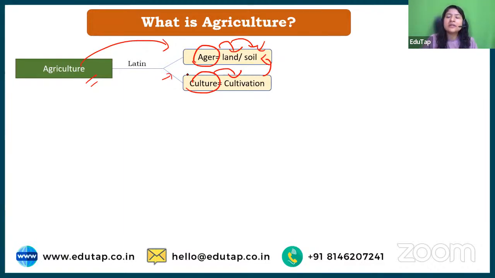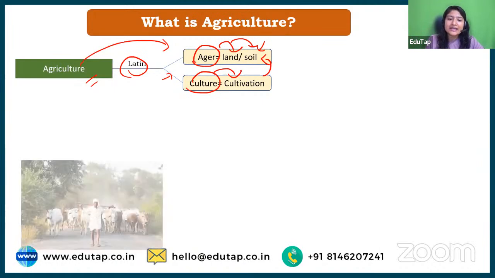At that time, people were dependent on crops for their livelihood or for their survival, right? So this definition has been derived from a Latin word ager, which means land or soil, and culture means cultivation. So to cultivate in soil or land is known as agriculture. But now with the passage of time, the definition has changed a lot.